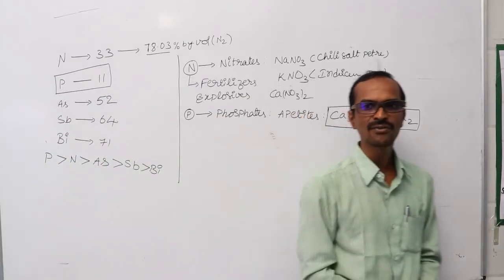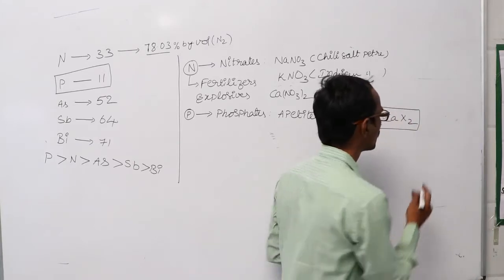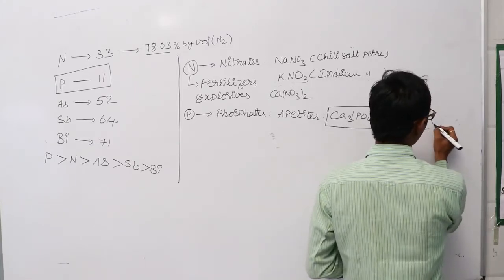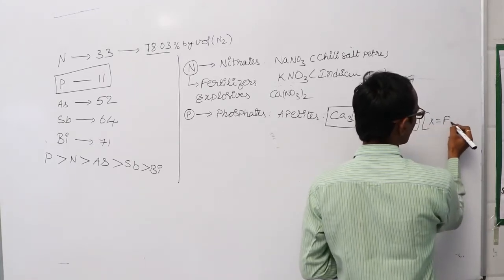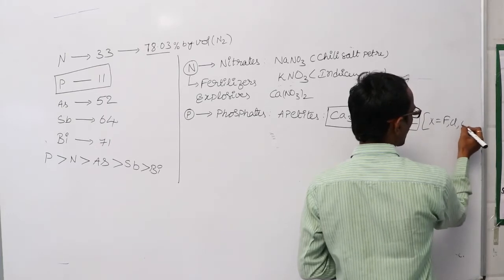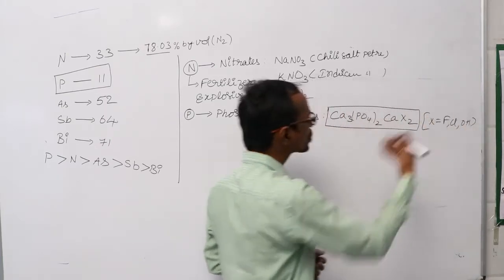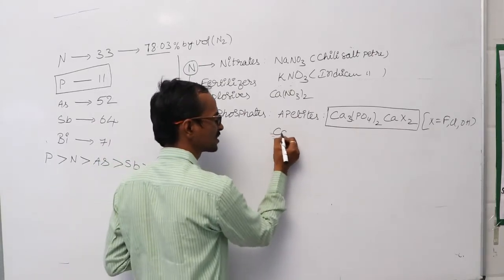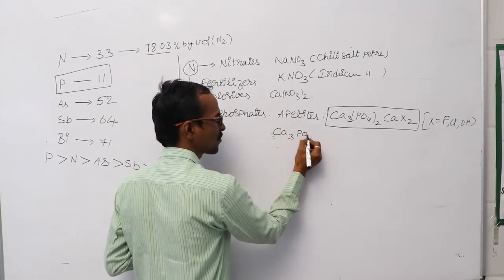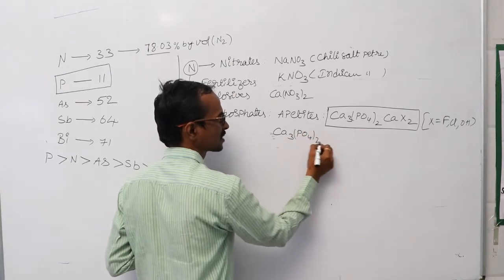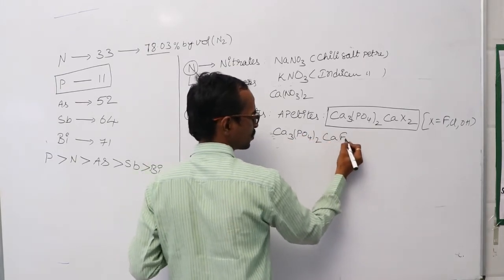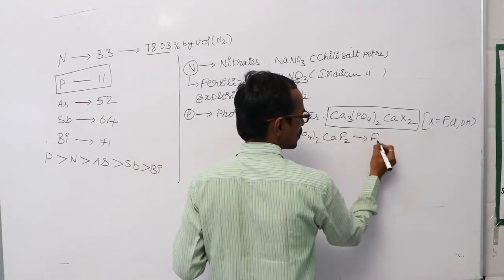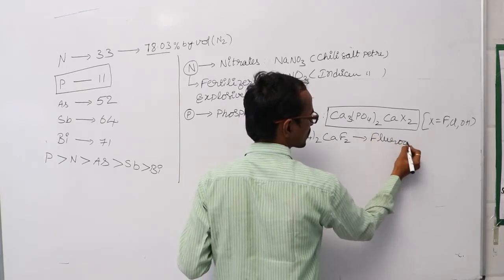Generally here X will be fluorine, chlorine or hydroxide ion. Here X is equal to either fluorine or chlorine or hydroxide. Based on that, different names are given. For example, if it is Ca3(PO4)2·CaF2, that is called fluorapatite.